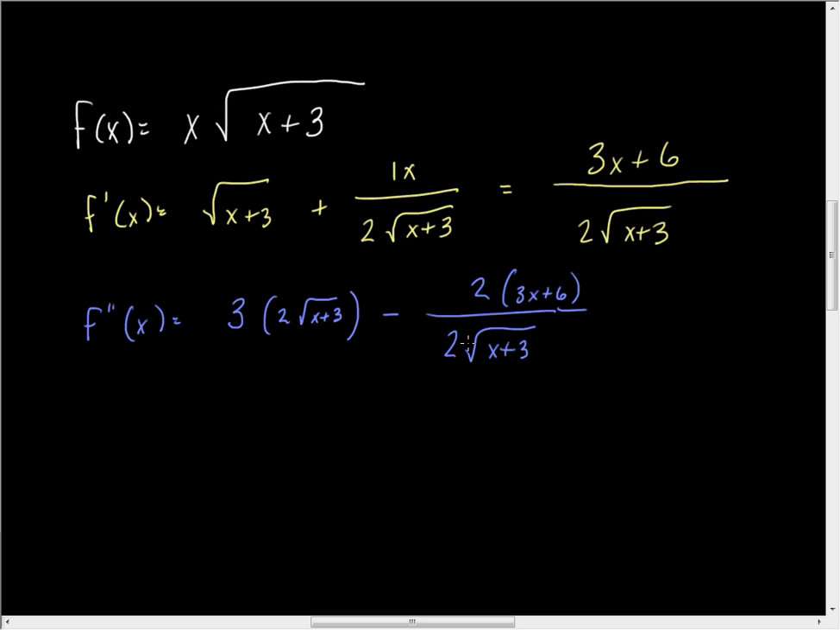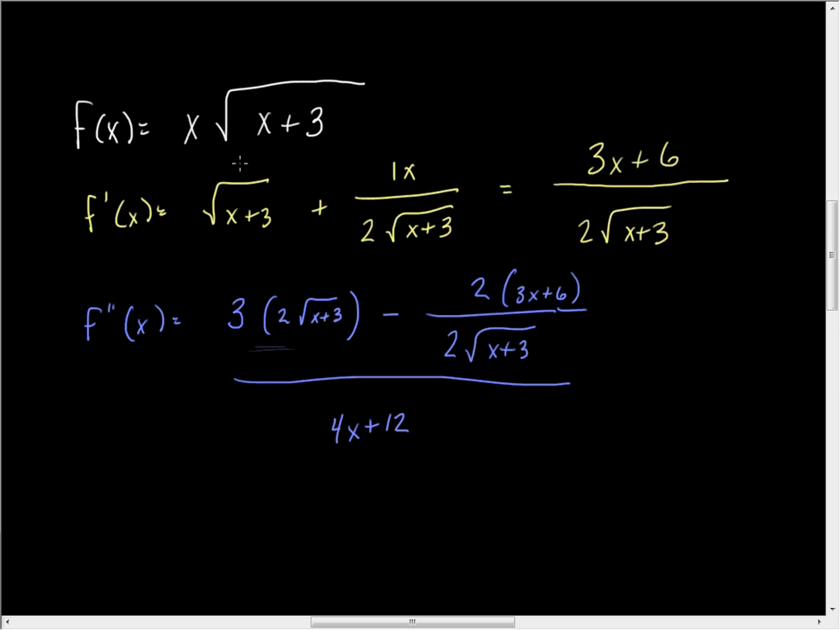Now, the 2 root x plus 3 came from the fact that this is actually raised to the 1/2, and so if you use your power rule, you get a negative 1/2 as the exponent. So the derivative was the derivative of the top times the bottom, minus the derivative of the bottom times the top, all over the bottom squared, which is going to be 4 times x plus 3, which is 4x plus 12.